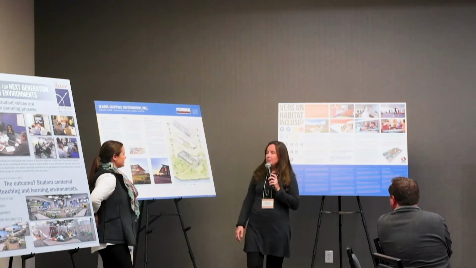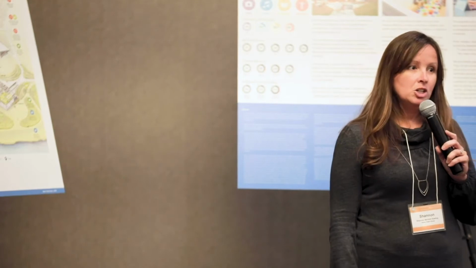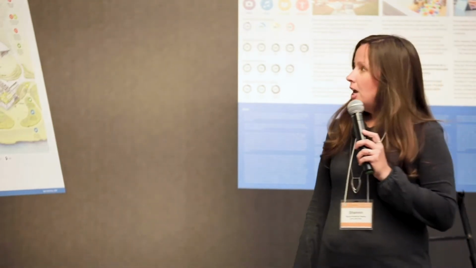But it's the Siemens Griswold Environmental Hall. It's at Washington College, but the hall itself is actually about a mile away. It's on the Charles River in Maryland. And it's a space for their environmental sciences. It's a living building challenge project.